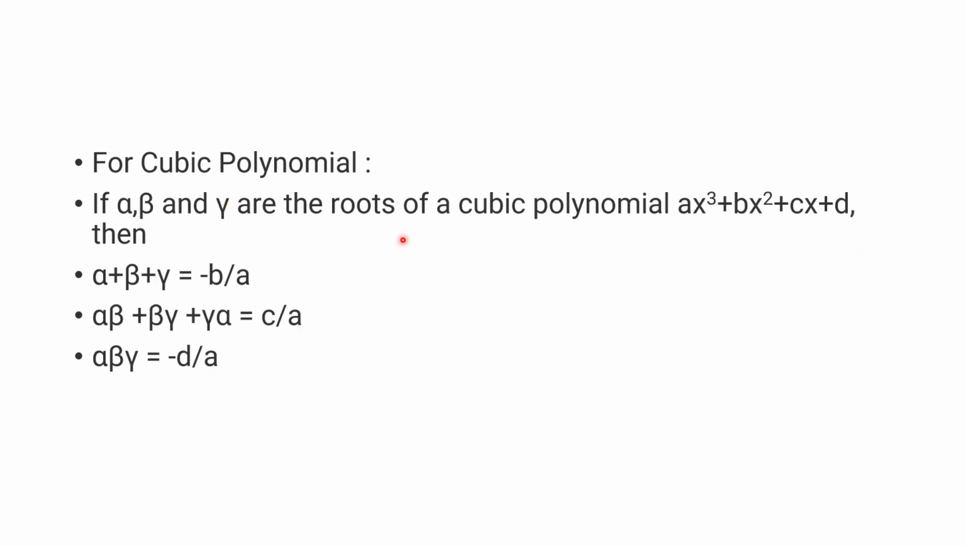Similarly, for a cubic polynomial, ax cubed plus bx square plus cx plus d, if alpha, beta and gamma are the zeros, what we get is alpha plus beta plus gamma is equal to minus b by a. Alpha beta plus beta gamma plus gamma alpha is equal to c by a, and the product alpha beta gamma is equal to minus d by a.